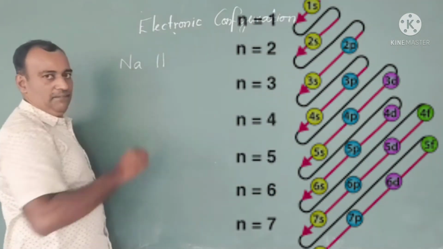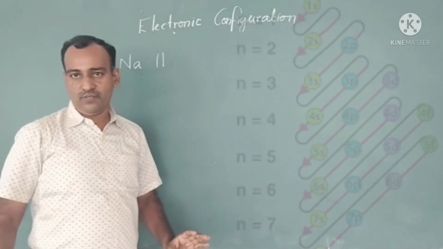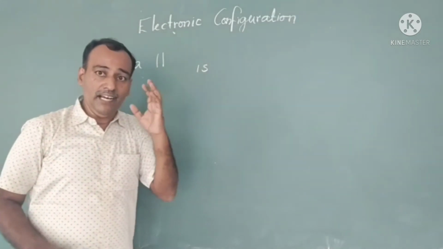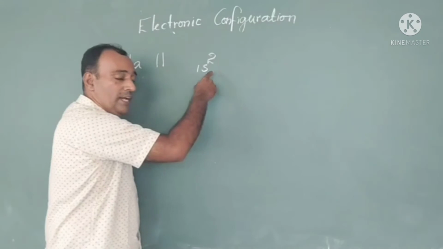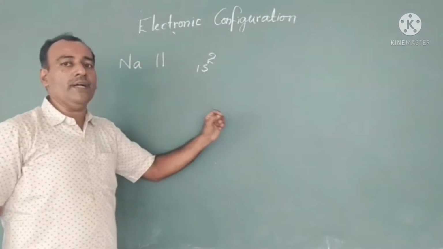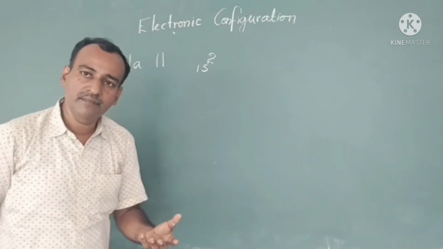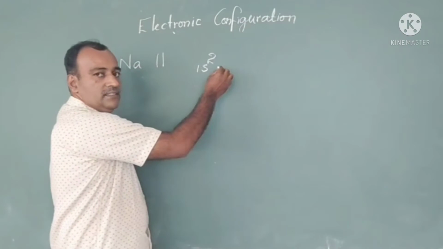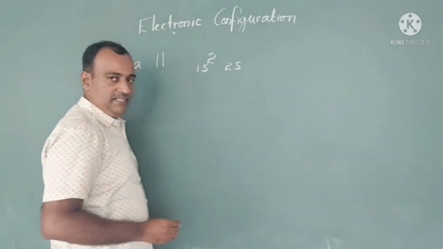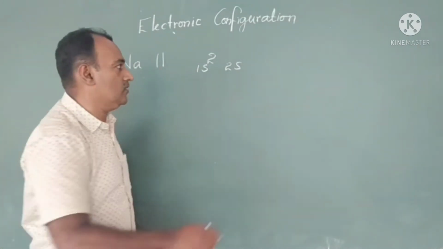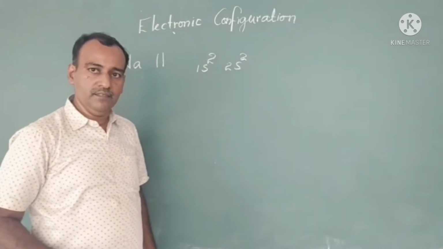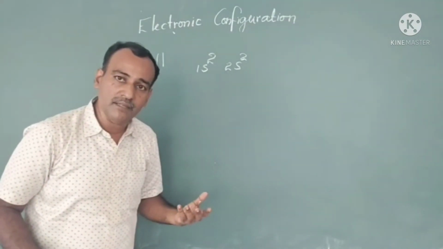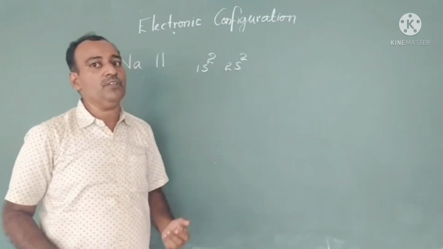Sodium atomic number 11. We know sodium consists of 11 electrons. How are these electrons distributed? In the 1s orbital, s can accommodate only 2 electrons. So 2 electrons of sodium enter the 1s orbital. Remaining how many electrons are there? 9 electrons. Among the 9 electrons, the 2s orbital can accommodate a maximum of 2 electrons. So 2 more enter here. 2 plus 2, 4 electrons are over. Remaining, 11 minus 4, that is 7 more electrons.